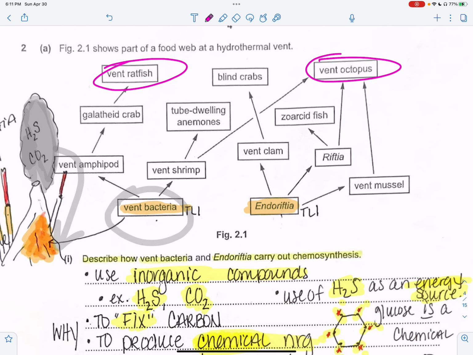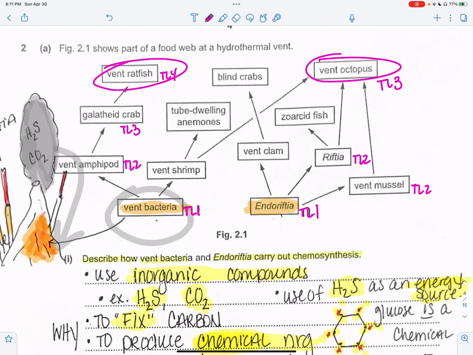And so if I'm looking at the vent ratfish food chain, we have trophic level 1 is the vent bacteria, trophic level 2, the vent amphipod, trophic level 3, the Galatheid crab, and trophic level 4, your vent ratfish. Now the vent octopus, trophic level 1, the producer always at the bottom, endoriftia, lives inside of riftia. And then we can go vent mussels, trophic level 2, vent octopus, then is trophic level 3. Or endoriftia to riftia, trophic level 2, and again, vent octopus, trophic level 3.